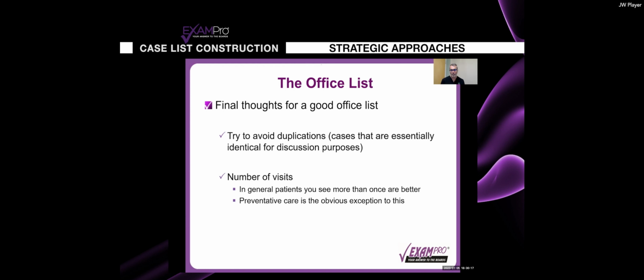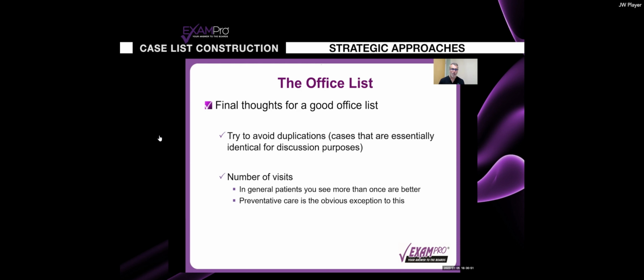Another example: let's say you did LEEPs on 20 patients in your office, and you could list 2 of them in the office procedures category. Unless their diagnoses are very different, and that might be a reason you'd list 2 of the same procedure. But if they're very similar, if there's not much difference between them, then the 2 LEEPs are just 2 LEEPs. So you might put 1 LEEP and 1 endometrial biopsy or something like that. So again, try to avoid duplications, which means 2 cases that are essentially identical for discussion purposes.